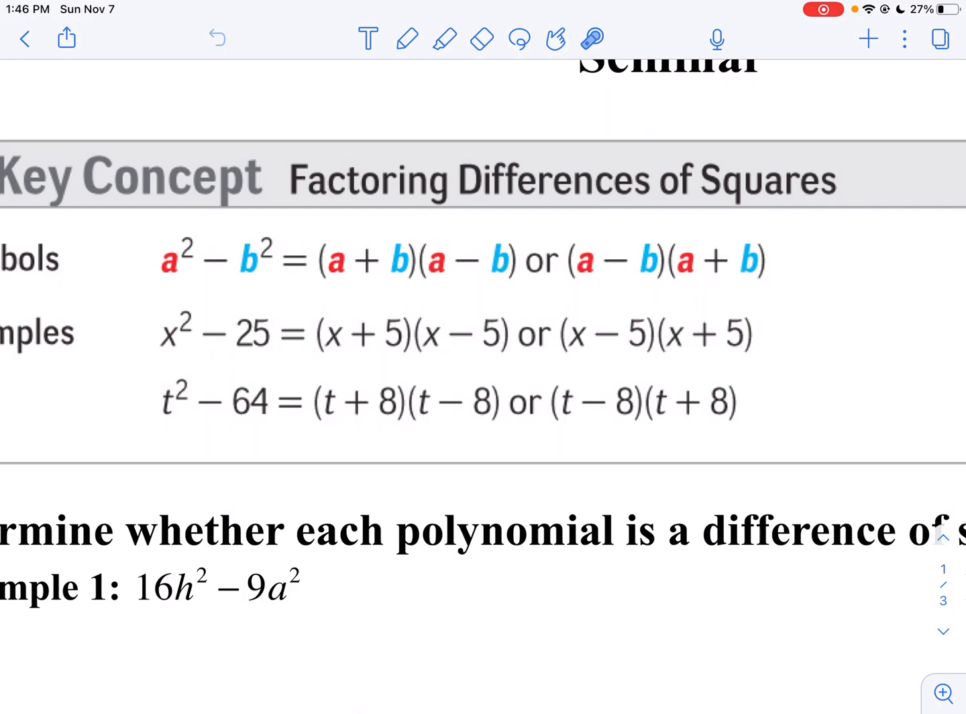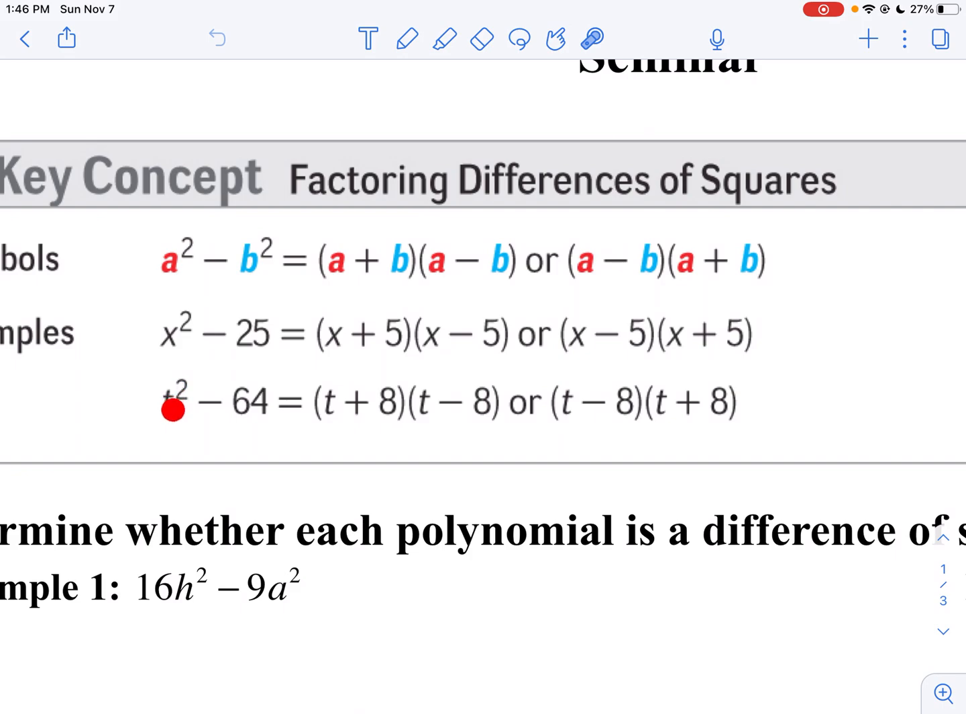So if I look at x squared minus 25, x squared is a perfect square, 25 is a perfect square. The square root of x squared is x. The square root of 25 is 5. So I'll say x plus 5 times x minus 5. And once again, the order doesn't matter.